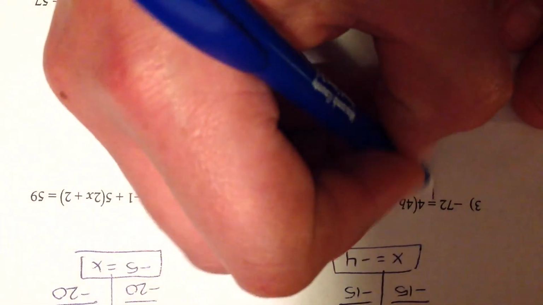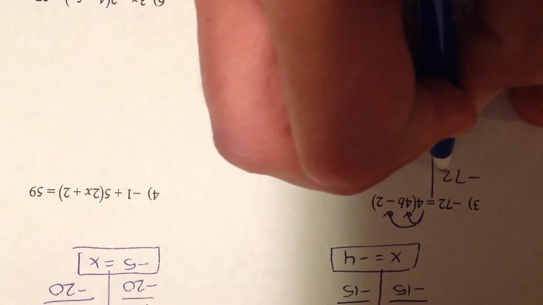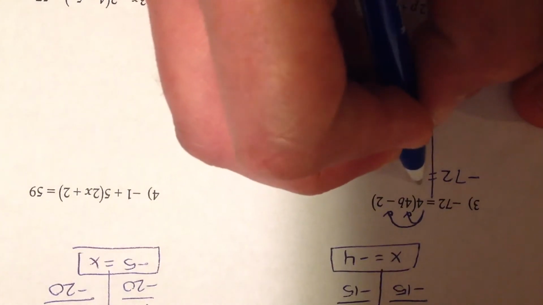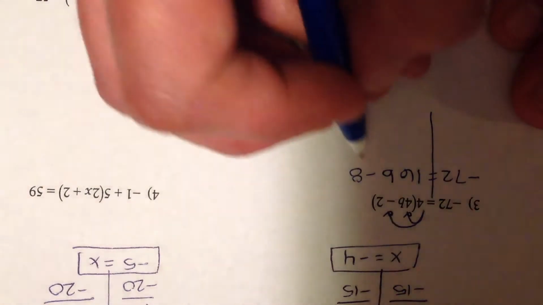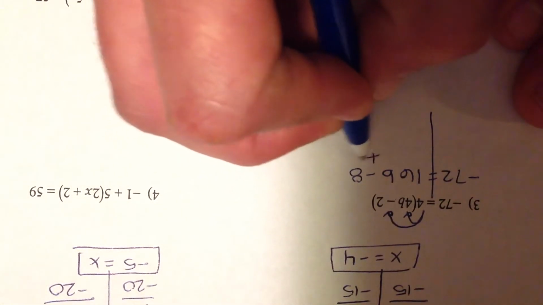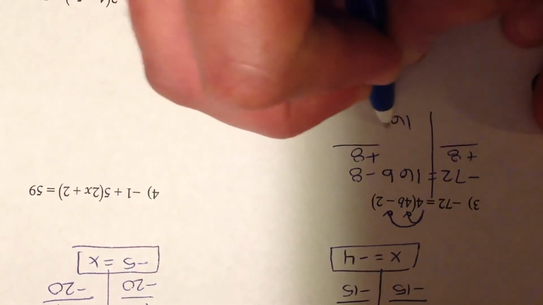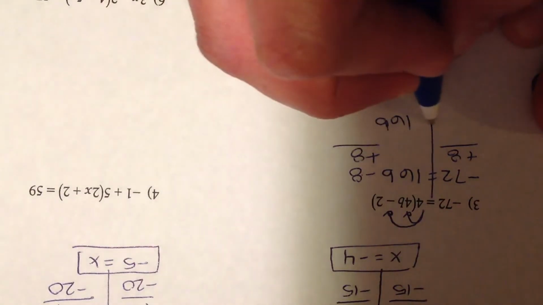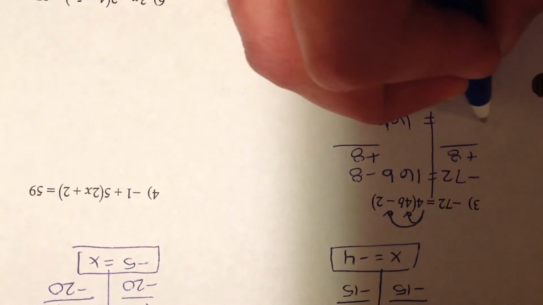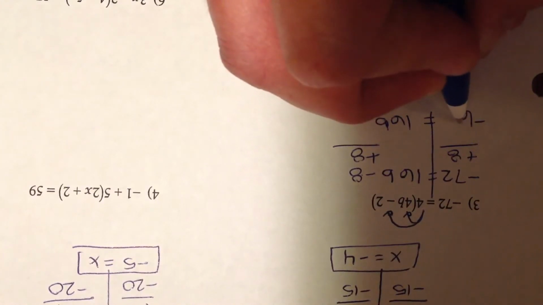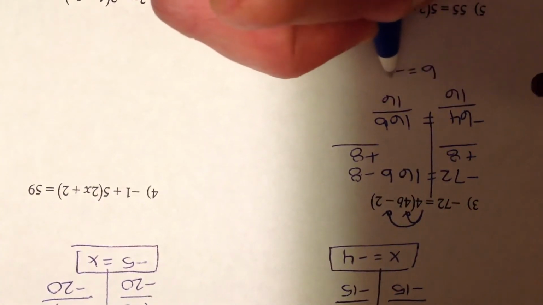In equation number 3, again, the distribution happens on the right side of the equal sign. So I have negative 72 on the left. 4 times 4b is 16b. 4 times negative 2 is negative 8. I have to remove the minus first by adding 8 to both sides. 16b is left on this side because negative 8 plus 8 is 0. Negative 72 plus 8 is going to be negative 64. Divide both sides by 16. b equals negative 4.